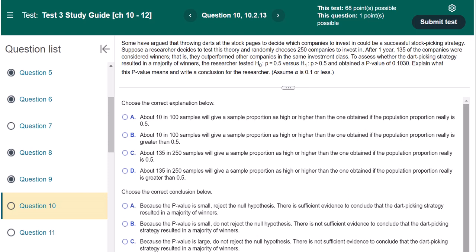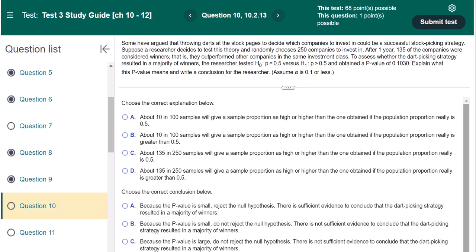To assess whether the dart picking strategy resulted in a majority of winners, the researcher tested H0: p is 0.5 versus H1: p greater than 0.5, and obtained a p-value of 0.1030. He wants you to explain what the p-value means here. So 0.1030 means about 10%, about 10 out of 100. So you can choose about 10. It means about 10 in 100 samples will give a sample proportion as high or higher than the one obtained if we assume that the null hypothesis is true. So that will be A.